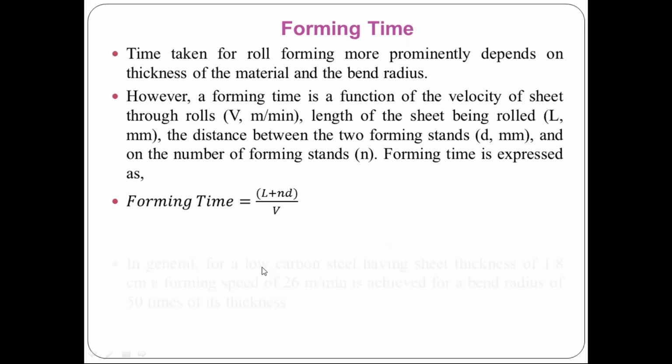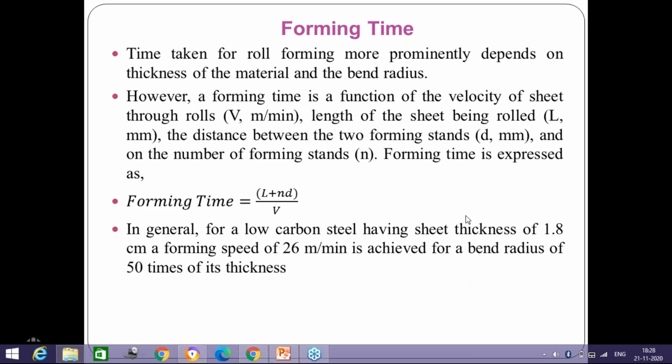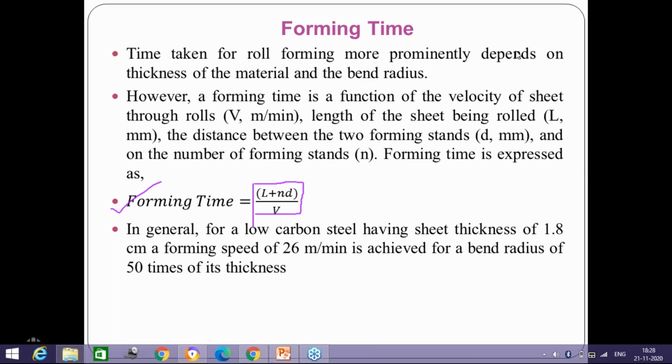So forming time is expressed as: forming time is equal to (capital L plus small n into d) divided by V, where capital L is the length of the sheet being rolled, small n is the number of forming stands, small d is the distance between the two forming stands, and capital V is the velocity of the sheet through rolls in meter per minute.